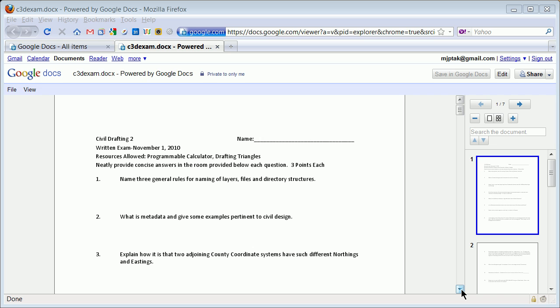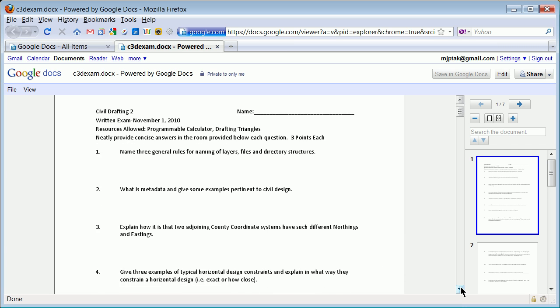Metadata is data about data. In civil design, where did your points come from? Where did your line work come from? That's metadata.